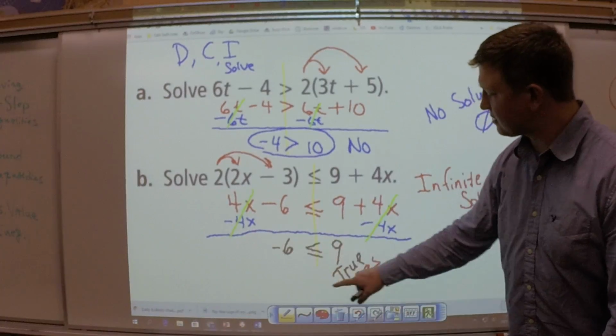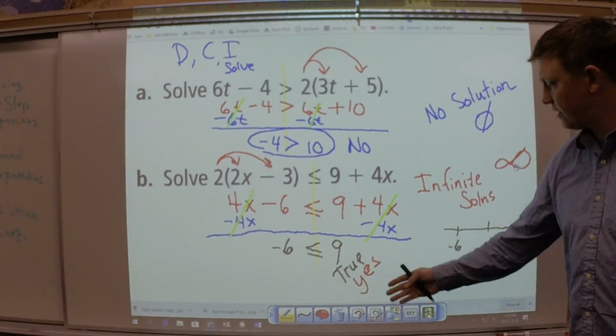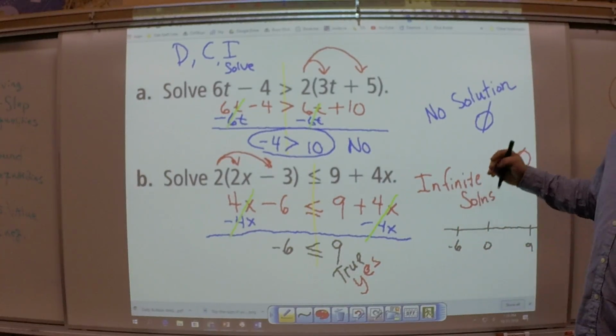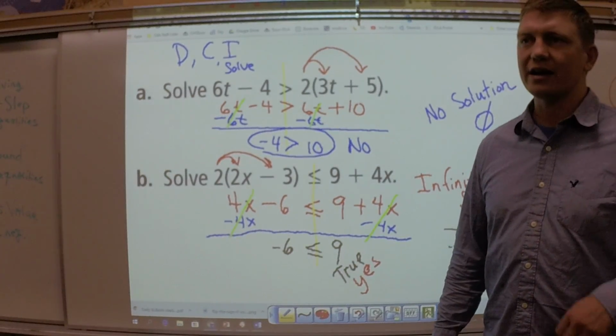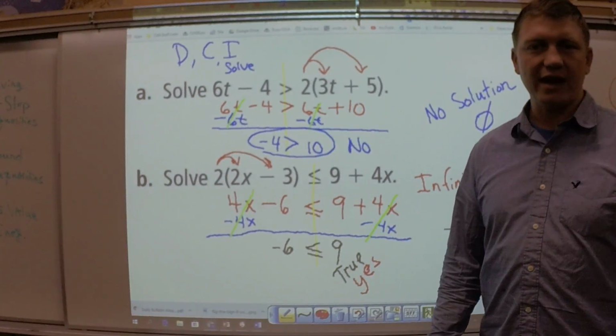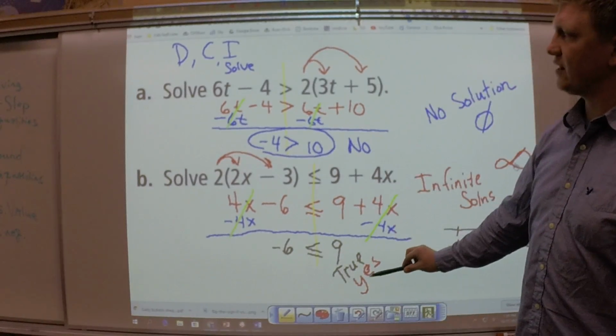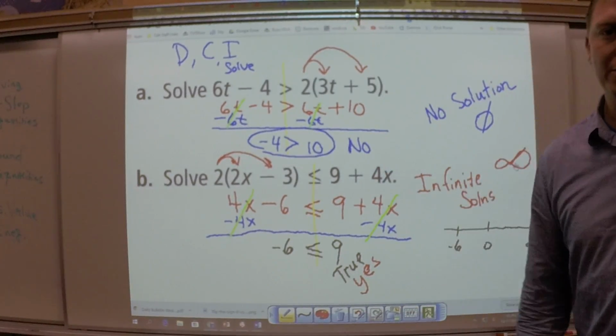And if it makes it a true statement, -6 is absolutely less than 9, then yes, it will work for every number that you put in for x. Whether you put in like 2 or 5 or 500, they'll always cancel out like that. All right, so with that said, here is no solution, infinitely many solutions if our variables will cancel out.